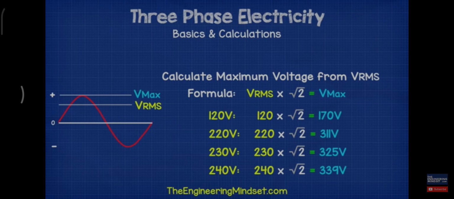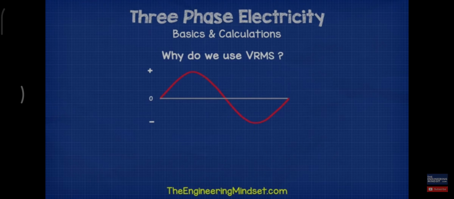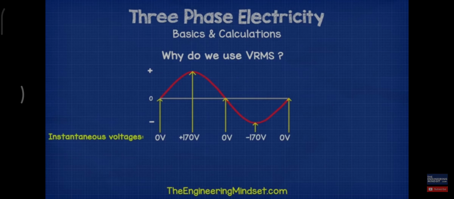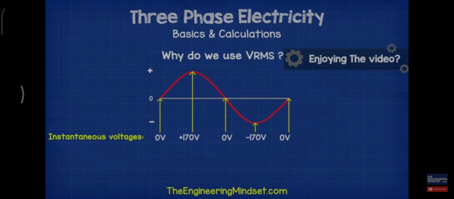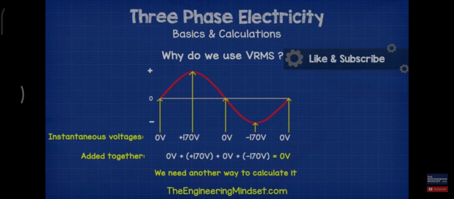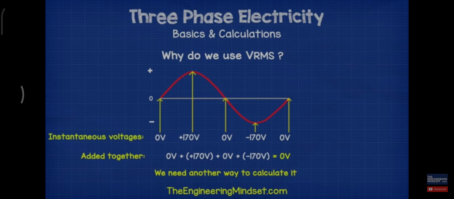I've already worked these out for you on screen now. Because the sine wave passes through the same points in both the positive and then the negative half of the cycle, we get the same instantaneous voltages along the cycle, but they are either positive or negative. If we added these all together, then we would get 0 volts. So we need another way to calculate this.